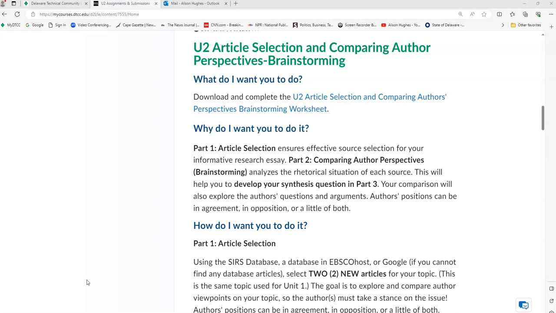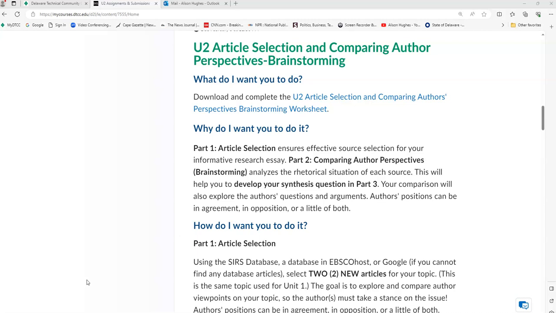Okay, so this is going to help you to develop your synthesis questions that are then going to lead you into writing your essay. So in this comparison, you're going to be exploring the questions that the authors are answering and what their arguments are. And when you think about the articles you're going to select for this assignment, the author's positions could be in agreement, they could be in opposition, or they could be a little bit of both.